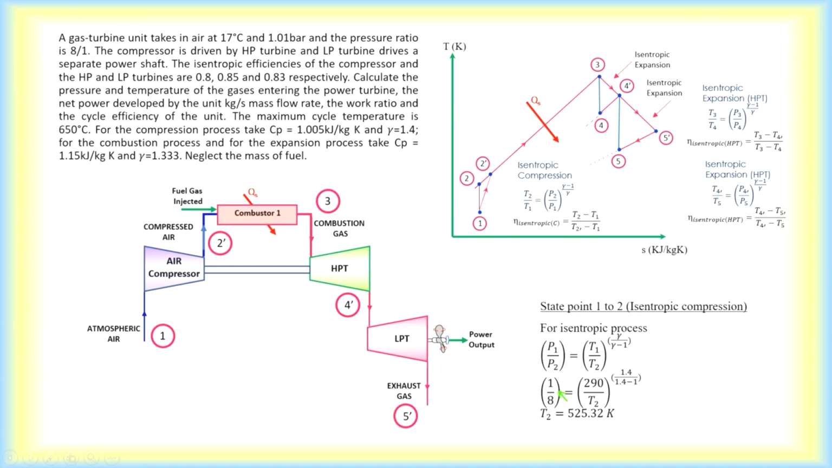So this one is higher than the previous one. The previous one is 4 to 1, and this is 8 to 1. And then let us compare the cycle efficiency afterward.